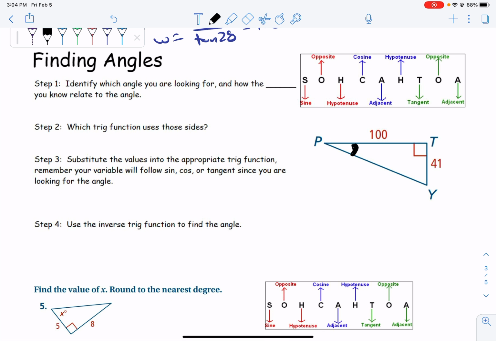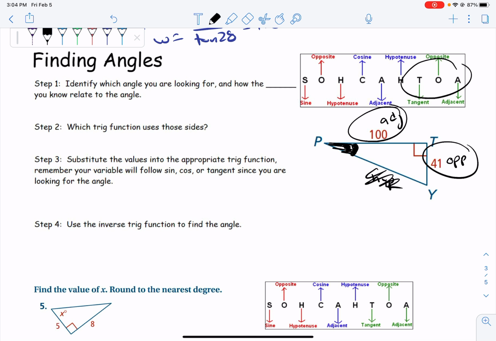So I'm going to label my triangle based on this angle P right here. That means this will be my hypotenuse, which I guess it would have anyway, right? 41 is going to be the opposite. 100 is going to be the adjacent, all right? Now, when I'm looking right here at angle P, I know the adjacent and I know the opposite. I don't know the hypotenuse, so I don't care about the hypotenuse. I know the adjacent and the opposite. So that tells me that I'm going to use tangent, because tangent uses opposite and adjacent.